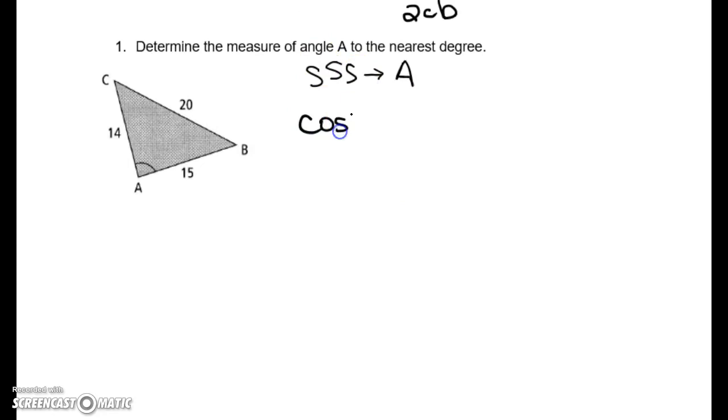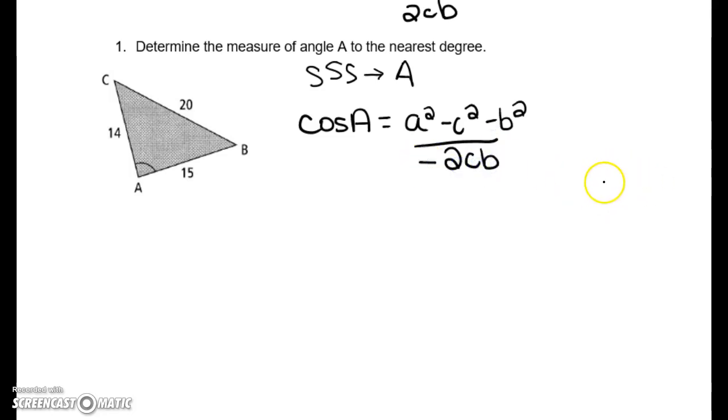So you have cosine of angle A is equal to a squared minus c squared minus b squared, all divided by negative 2cb. Then we're just going to fill in all the information that we know. So we're looking for the cosine of angle A, and that's equal to, so this is your side A, going over to that corresponding side, we have 20. So it should be 20 squared minus c squared. Your corresponding side here is 15. So we have 15 squared minus b squared, and in this case that is 14.